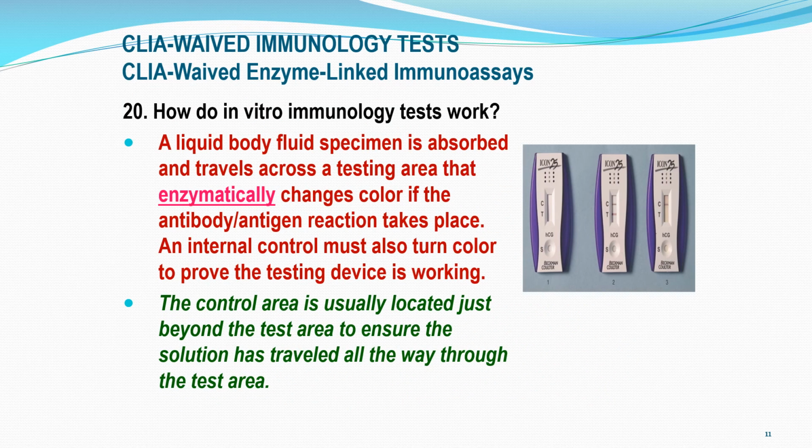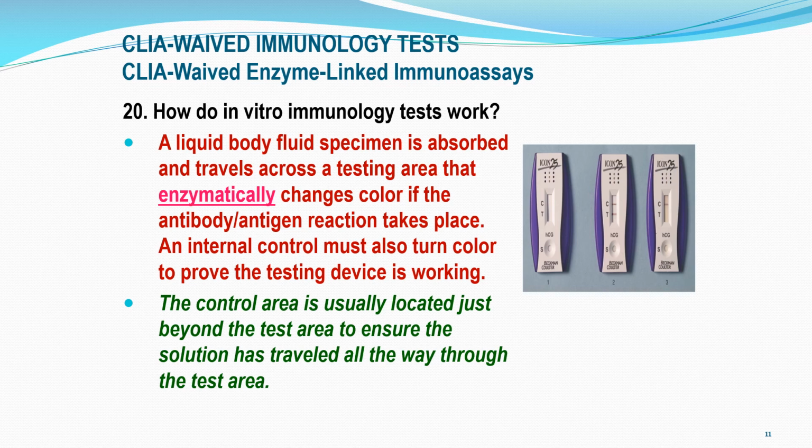So how do these in vitro immunology tests work? Because as lab assistants or medical assistants, we understand that CLIA waived testing is some of the testing that we may be doing working in a physician's office. So we're talking about enzyme-linked immunoassays, where a liquid body fluid specimen is absorbed and travels across a testing area that enzymatically changes color if the antigen-antibody reaction takes place. And an internal control must also turn color to prove the testing device is working.